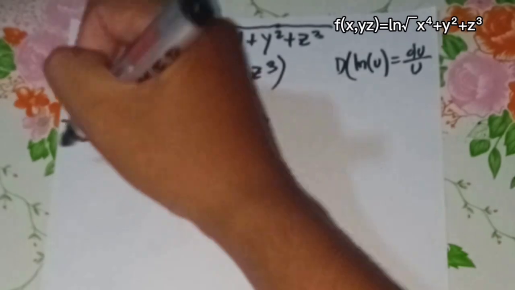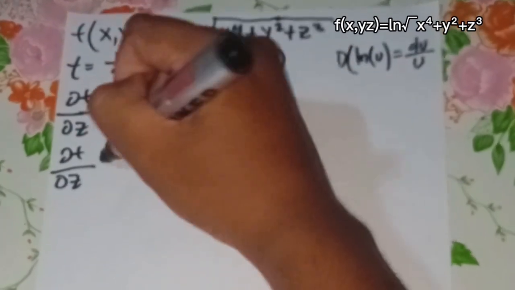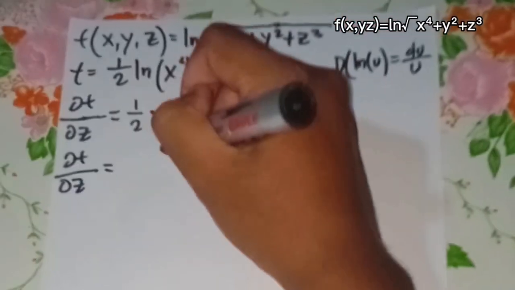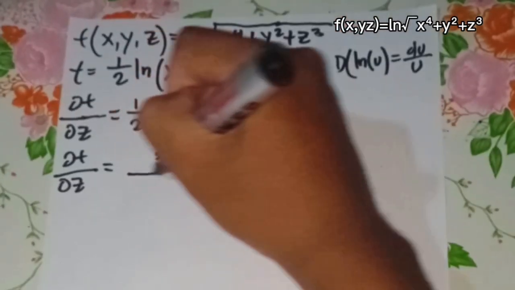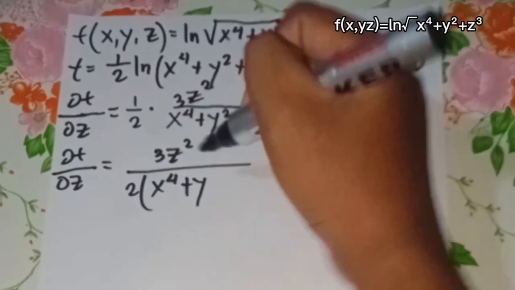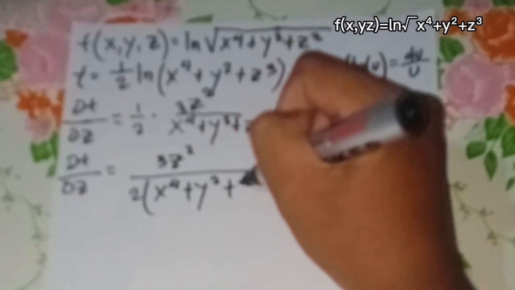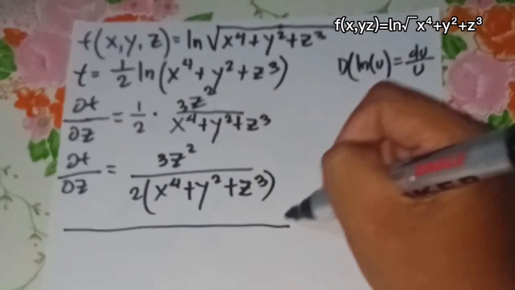So the partial derivative of f with respect to z is, let's multiply that out, 3z squared over, put it with x raised to 4 plus y squared plus z cubed. That's the final answer.